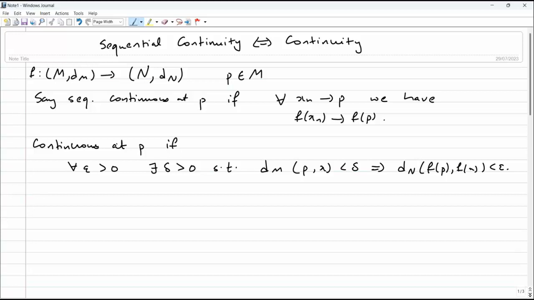So what we are going to do is prove continuity implies sequential continuity first, because that's the easy case. The other one is also easy, but requires a little bit of thinking to prove that sequential continuity implies continuity. Let's do the easy one first. So assume continuous. So continuity implies sequential continuity.